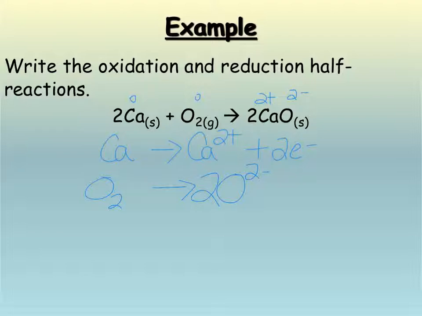Now I need to make sure that my charges are balanced. Over here I have a 4 minus charge, so I need 4 electrons over here. Which means I need to go back and multiply this one by 2, and that becomes 4 electrons. All right, now everything's balanced. In the top equation, I am losing electrons, so that is oxidation. And in the bottom equation, I'm gaining electrons, and gaining is reduction.